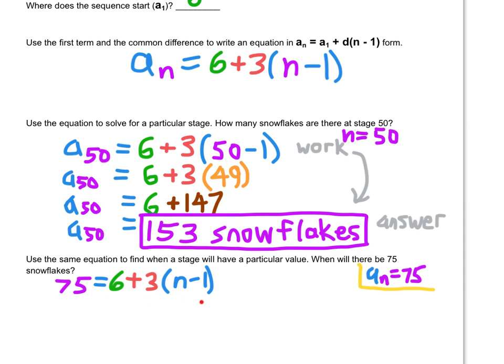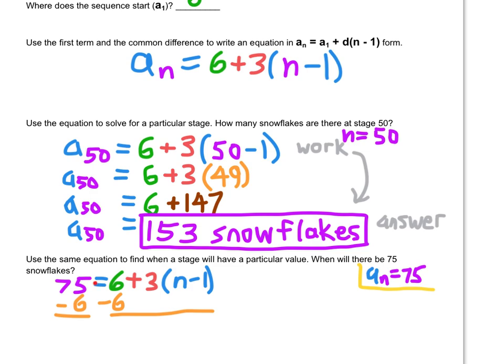Now that we have that equation, let's see if we can solve for n. So what stage number n will make my answer be 75? So what number, if I plugged in place of n, will give me 75? Take a moment and try to solve that. Otherwise, we see that our first thing we should do to solve this problem is to subtract 6. We have a positive 6, so we're going to subtract 6 on both sides.